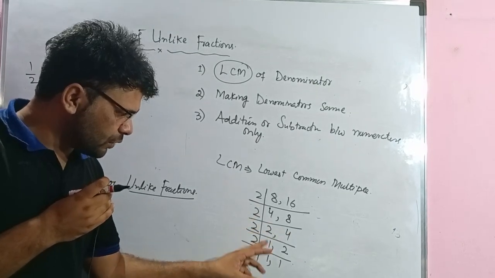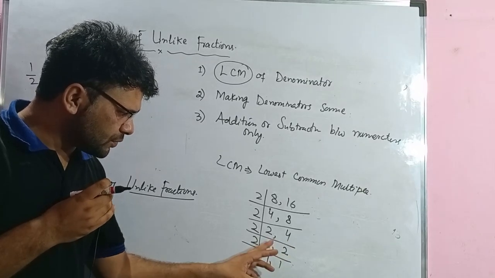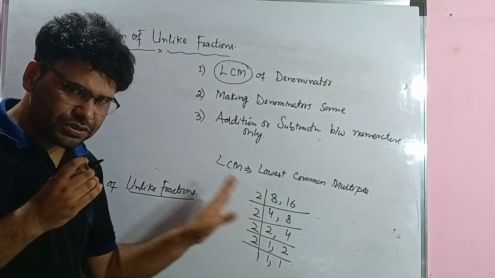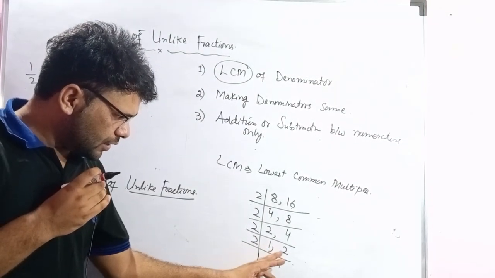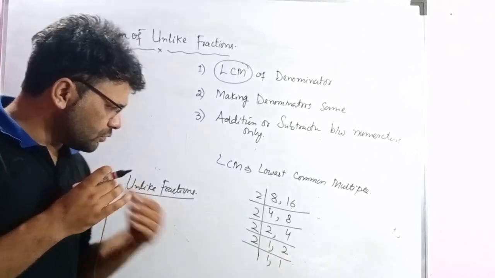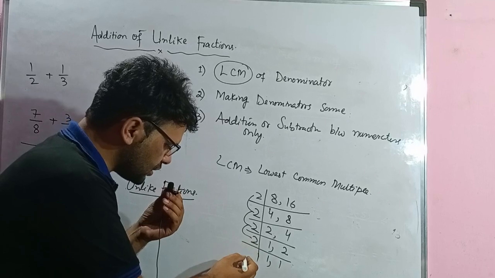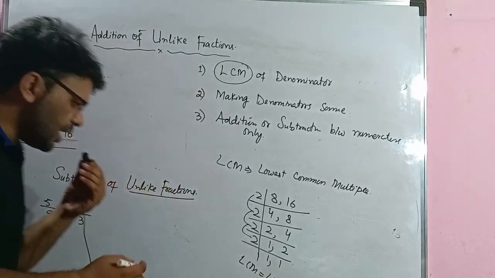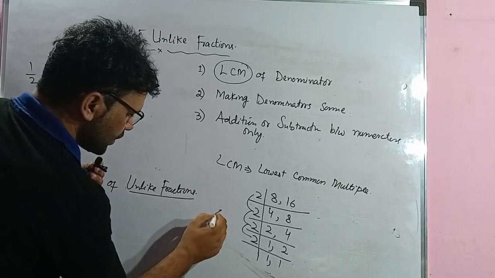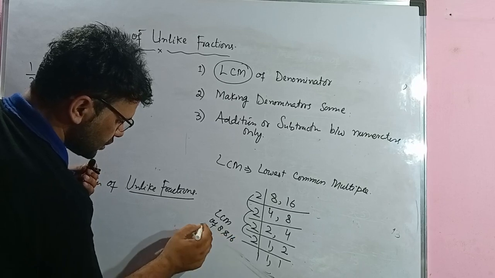Then once again 2 1s are 2, 2 2s are 4. Since this is one number, this is 2. If it is 1, leave it. We have to do with this 2, 1 is there and 2 1s are 2. Now you can see 2 2s are 4, 2 4s are 8, 2 8s are 16. So LCM is 16. That is, LCM of 8 and 16 is 16.